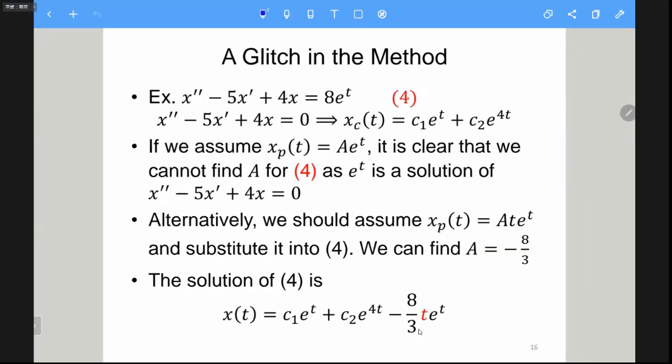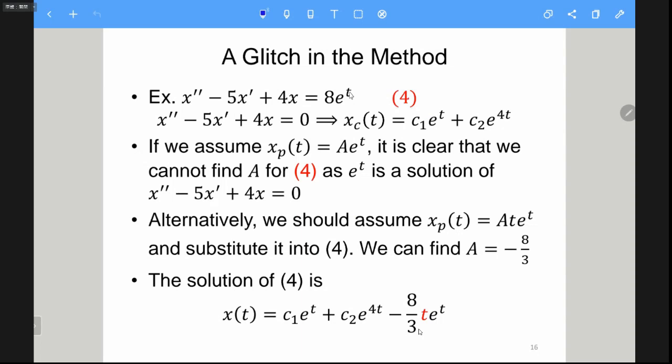Okay, actually there is a glitch for this method, so we need to do some modification to it. For some cases, if you still only follow the original rules, then there may be a problem. So let's see an example of why it will be a problem. Here is an example: x double prime minus 5x prime plus 4x equals this one.